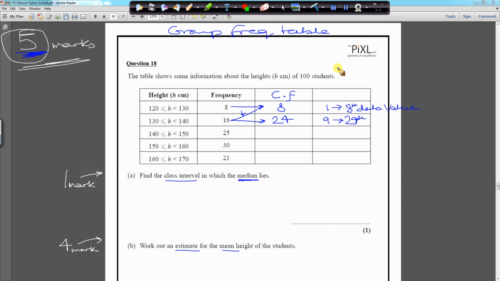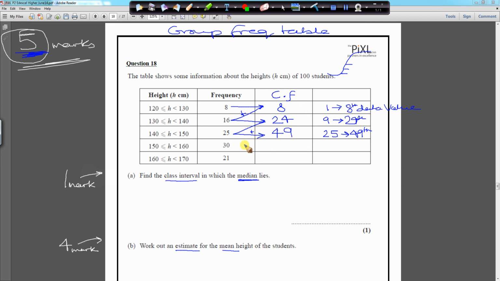Just think of it like, for example, when you're doing your curve, you've got the first 8 values, and then you've got the next 16 values up to the next point. So it contains some amount of data. Now we do 24, add the 25. That will give you 49. So if you add the next frequency, we are now up to the 49th data value, and this group contains the 25th value up to the 49th value.